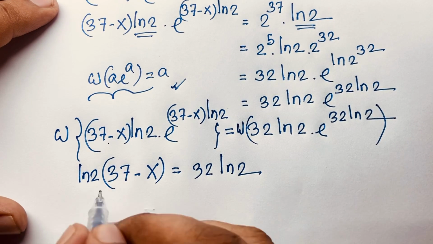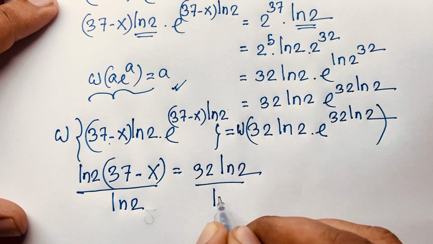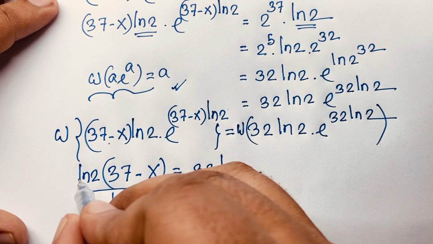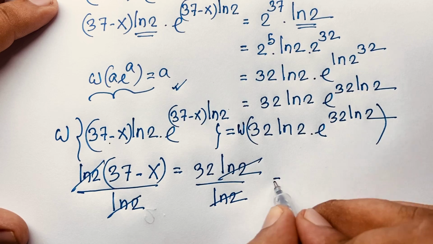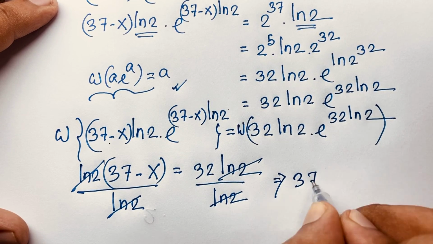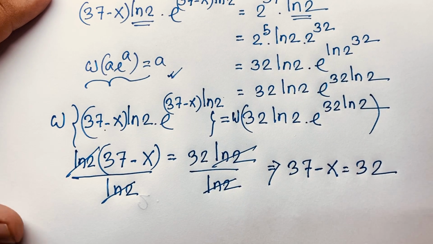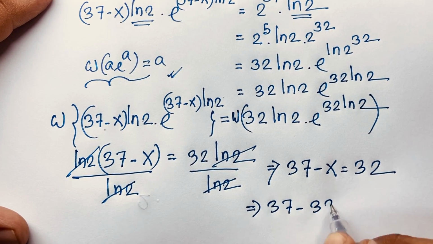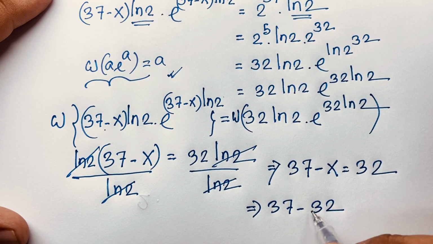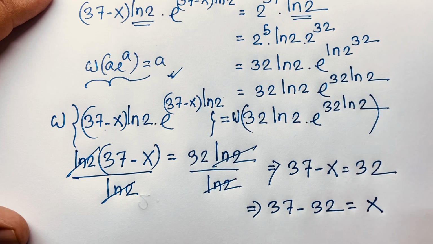Now at this moment if I divide both sides by ln 2, here ln 2, then you can see that this ln 2, this ln 2 cancel out. We'll find out here is a 37 minus x is equal to 32. Now you can see that here 37 minus 32. I just move on this value in this side, it will be negative 32. Then if I move on this negative x in this side, it will be positive x.